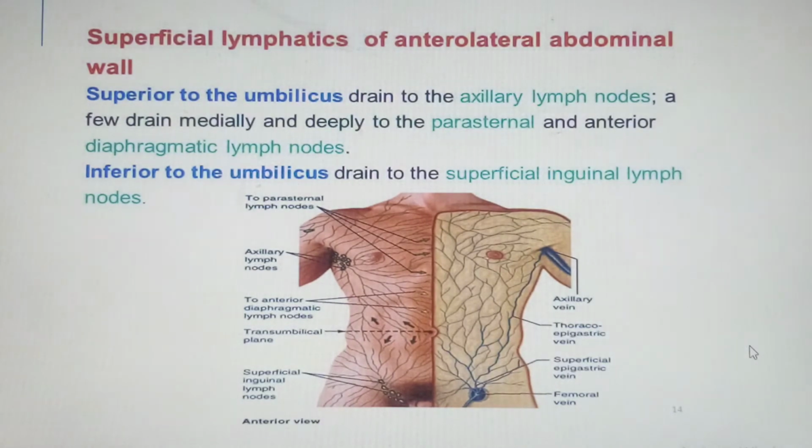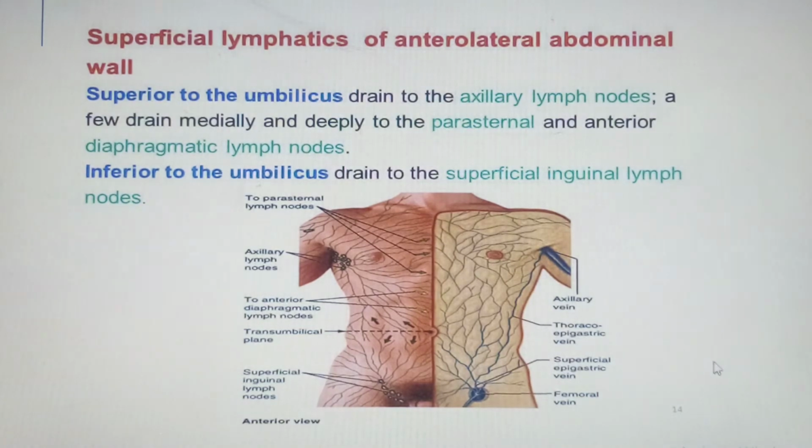So there we are. Now the superficial part, now look at it. This is the umbilicus. Now the region above the umbilicus will drain into the axillary group of lymph nodes mainly, with few getting to the parasternal group of lymph nodes. But below the umbilicus, superficially, it will drain into the superficial group of lymph nodes.